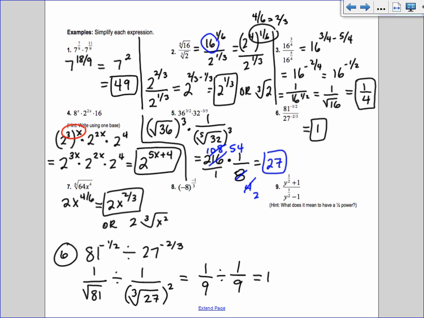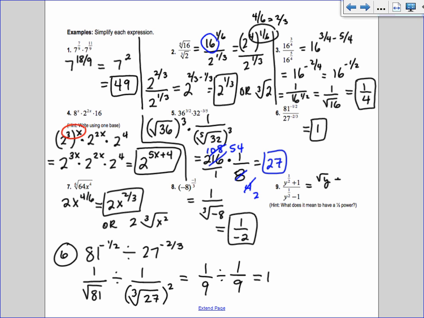All right, the next one I have negative 8 to the negative 1/3. So the negative power means 1 over. So I'm going to have 1 over negative 8 to the positive 1/3. So cube root of negative 8. So you get 1 over negative 2. So negative 1/2.